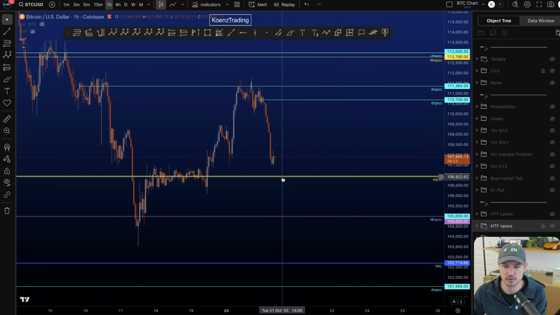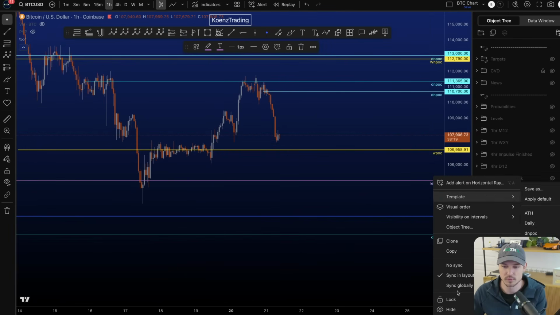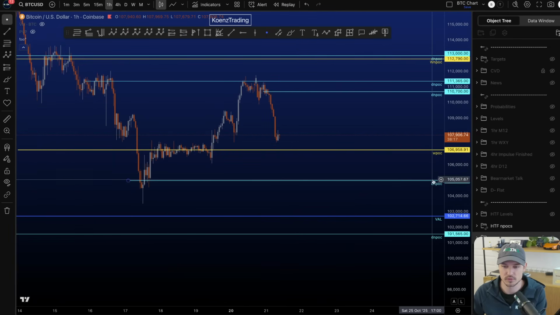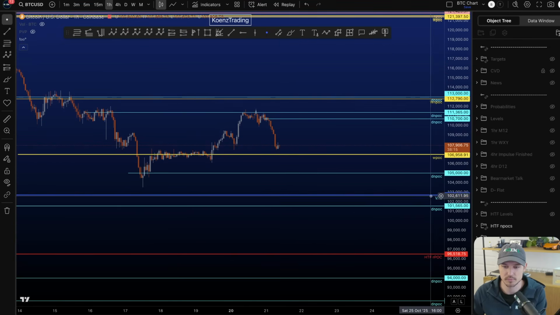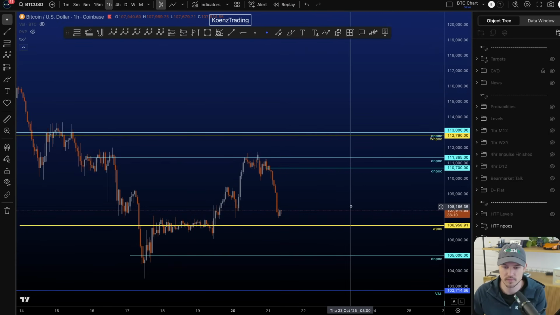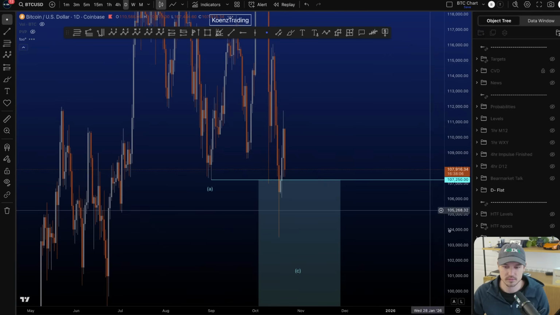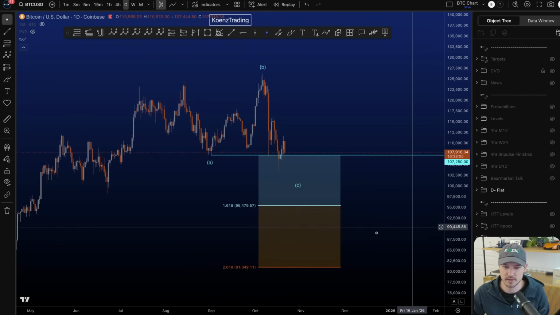A weekly point of control down here at 106.9. If I remove the monthly naked point of control, we have a daily naked point of control, and then a couple of other stuff down below. And of course, some other stuff above price. But then we get to the Elliott Wave scenario. So we go back to a daily time frame here.